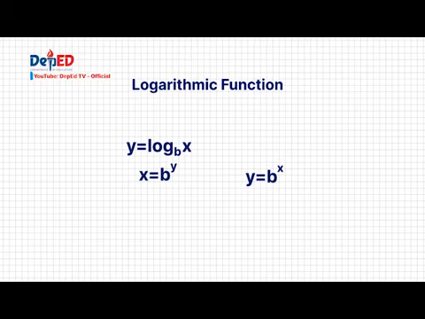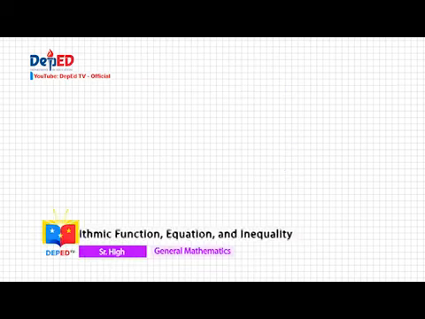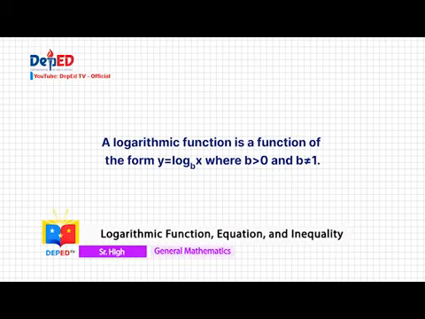Since we have a restriction that b should be greater than 0 and not equal to 1 in an exponential function, we also have the same restrictions for the base of the logarithmic function. Hence, a logarithmic function is a function of the form y equals the logarithm of x with a base b, where b is greater than 0 and not equal to 1.